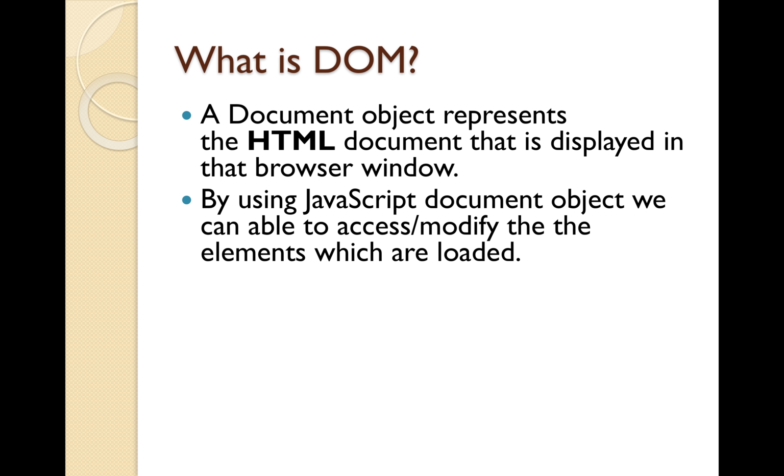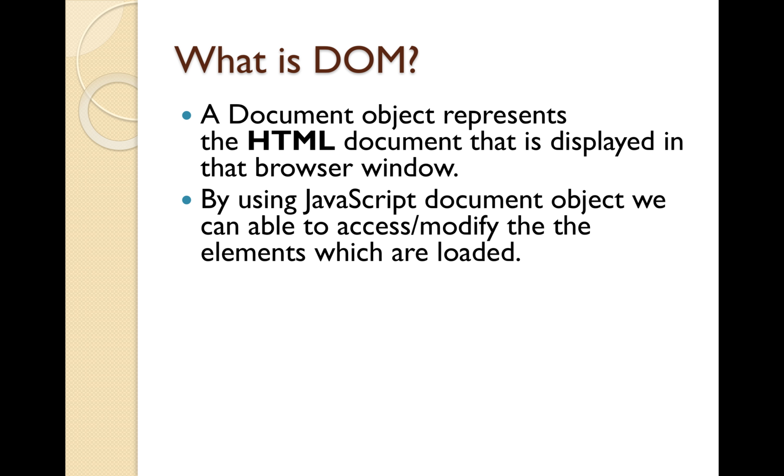So now let's start discussing what the JavaScript DOM object is. The document object represents the HTML document that is displayed in the browser window. Whatever document you loaded into your browser will be referred to using the JavaScript document object. Simply using this object you can access and modify the elements which are loaded into the browser.